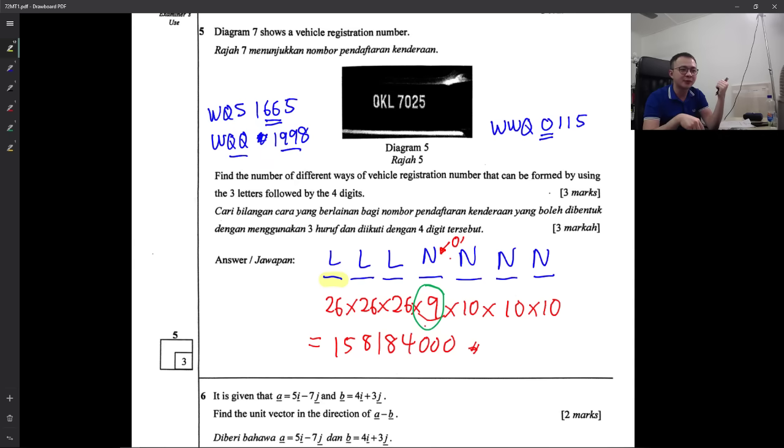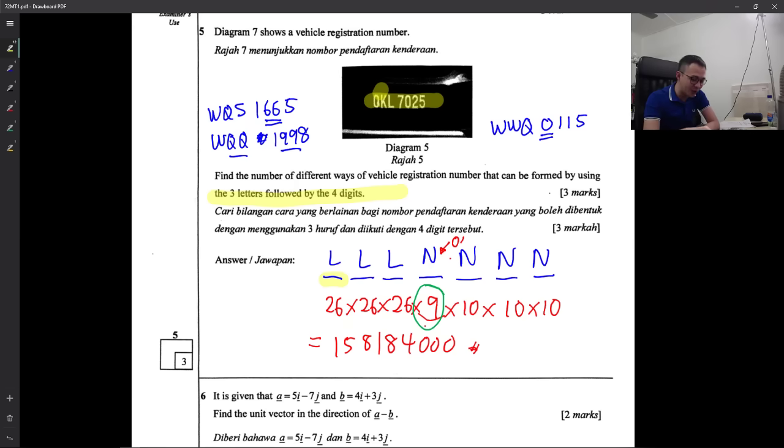Alright, this question is also a little bit confusing because it doesn't say whether to use the given numbers and letters to solve it. They just ask you to find the number of different ways the vehicle registration number can be formed by using 3 letters followed by 4 digits. The question also doesn't say they want to use the 3 letters and 4 digits given above, so maybe the question is still considered correct.